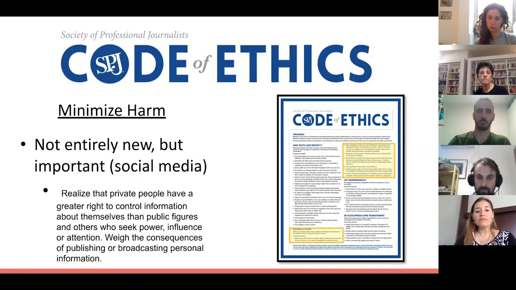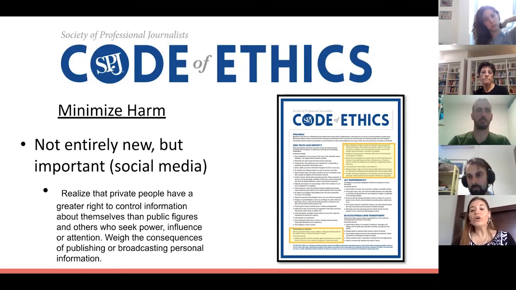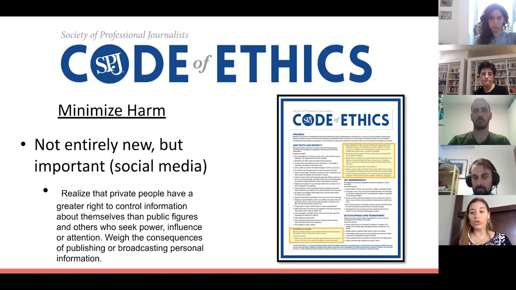The next one is minimize harm. Again, this is where we get the most questions, and it's because as journalists, unfortunately, when you're publishing information, there's probably always some sort of harm that's going to be caused, right? Our goal is, we have a role to provide information to the public. So while we're doing that, how can we minimize the harm that is caused, whether to an individual, to a business, to an organization? We always want to try to balance the public's right to know with the amount of harm that could be caused.